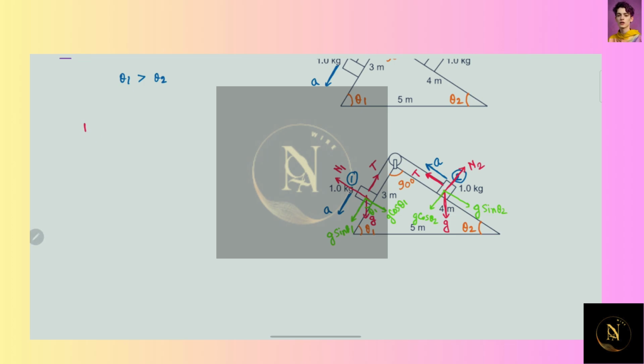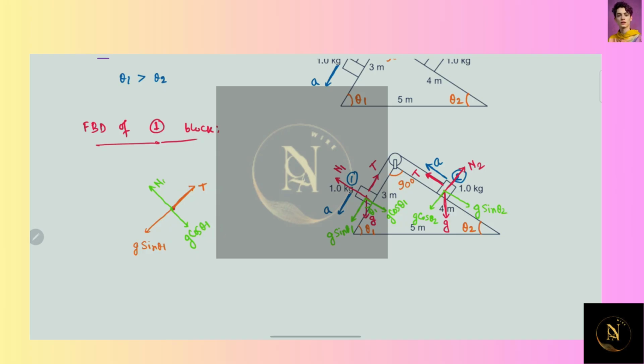Now if I draw the free body diagram of the first block, we can replace the first block by a point. On this point, the T force is acting like this, which is the tension force, and the g sin theta 1 force is acting like this. The normal reaction force N1 is acting like this, and g cos theta 1 is acting like this.